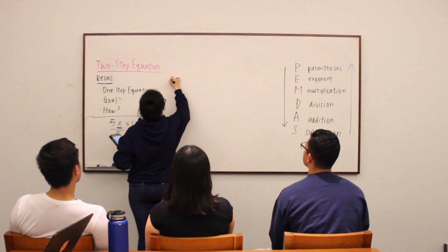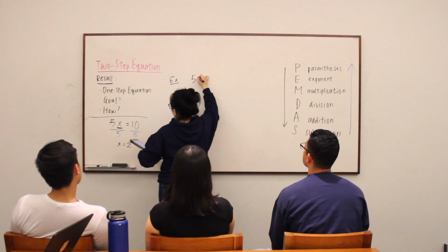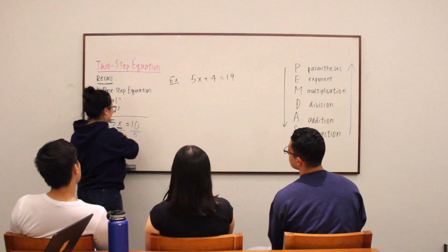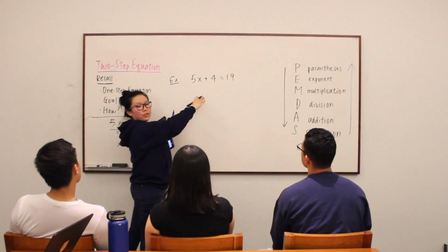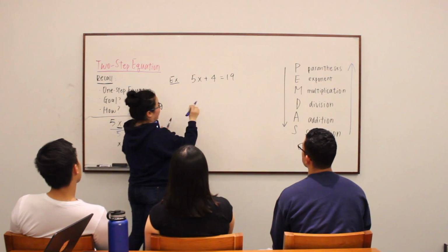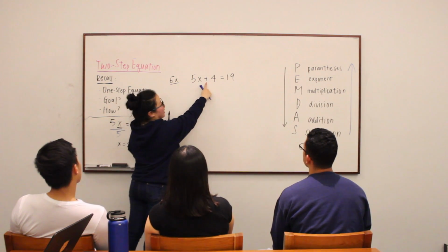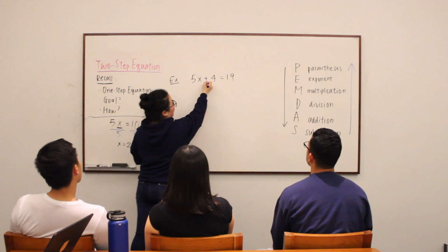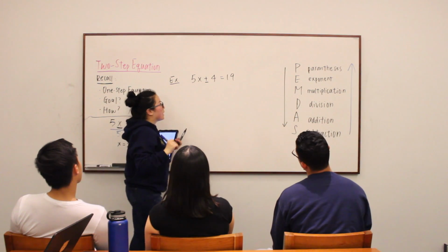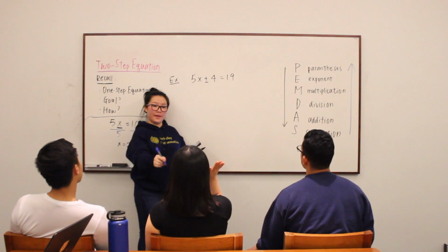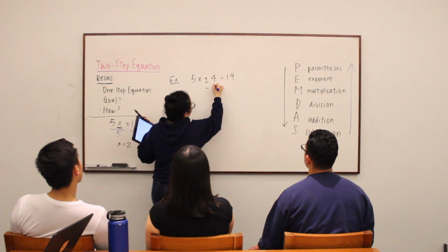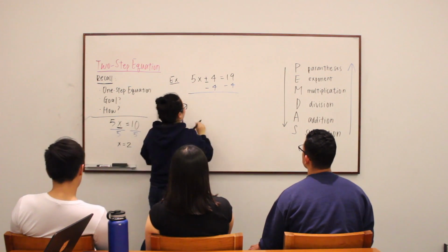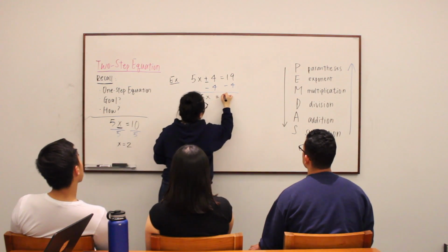Okay, so we're going to start with an example, which is 5x plus 4 equals 19. Similar to the one-step equation, we're going to identify the operations from left to right. So we first have 5 multiplied by x, plus 4. Since we are trying to reverse the order, we're going to solve for the addition first. So can someone tell me what is the inverse of addition? Yeah, subtraction. Okay, so we're going to subtract 4 on both sides. And then we're going to have 5x equals 15.